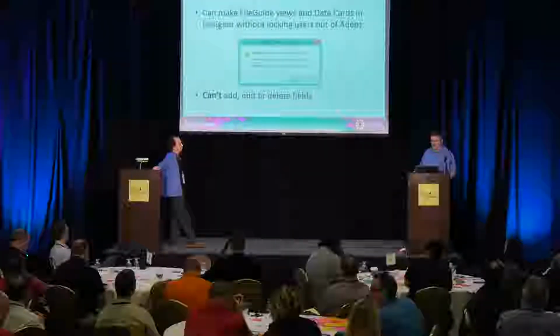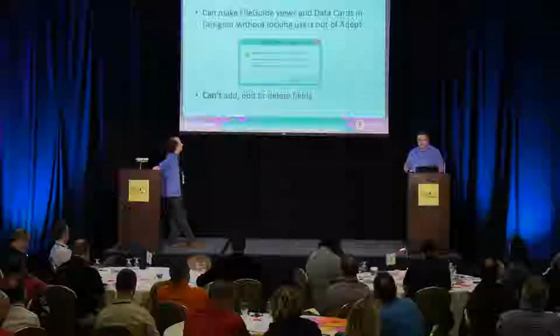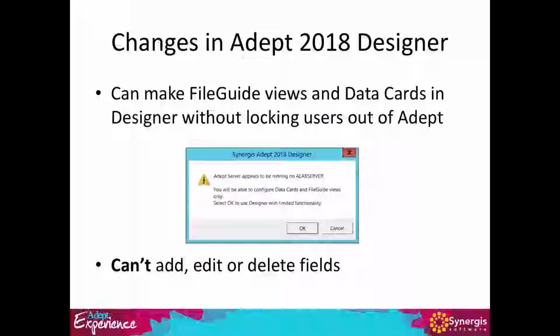That's correct. So some changes in the Adept 2018 designer, kind of reiterating what's already been said before, right? So you can make file guide views and data card changes in designer now without locking out users of Adept. You just can't add, edit, or delete fields in designer. But you can take existing fields and add them to the data card, create new data cards, move fields around, and you can add and change file guide views. You just can't add, edit, or delete fields themselves.